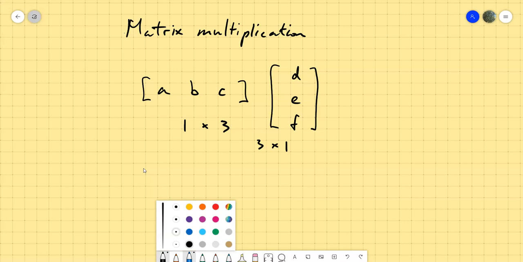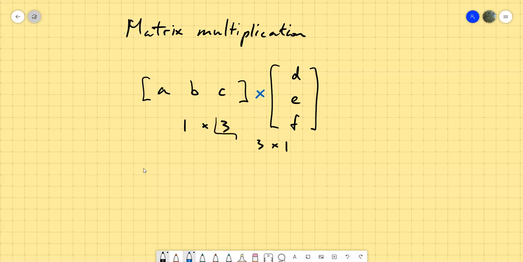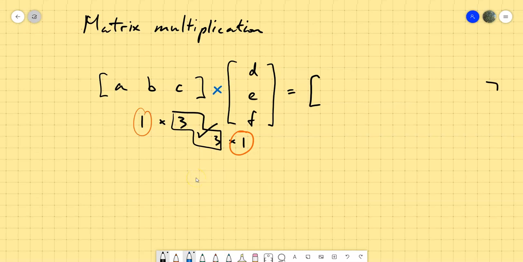Now before anything happens, if you've got the multiplication sign, we multiply these two together, you have to first check that the numbers in the middle are the same. So in this case, in the order of the matrix, you've got 3 and 3, they're the same, they line up. So we can multiply these matrices. And the result is going to be a 1 by 1 matrix. How do we know? Well, we've got the 1 by 1 left over. So overall, this answer is going to be really one number, but I'll have to expand the brackets here, just so we can fit everything in.